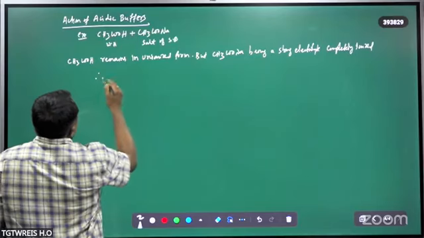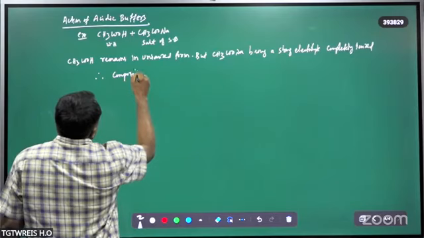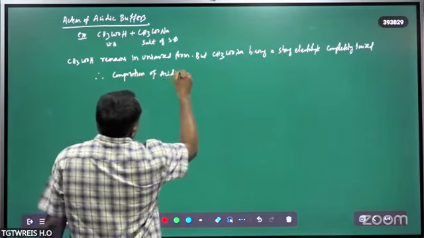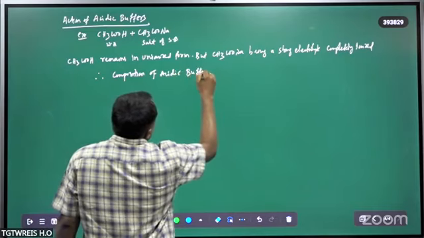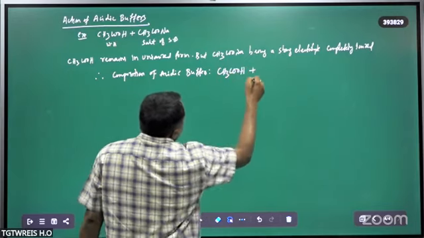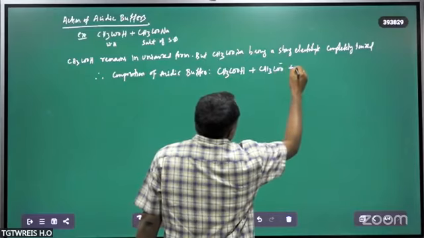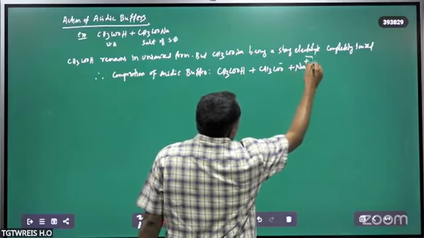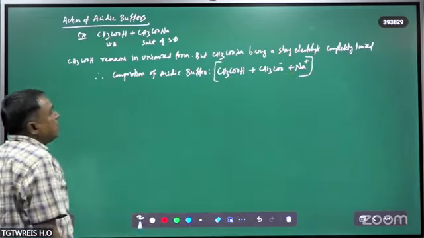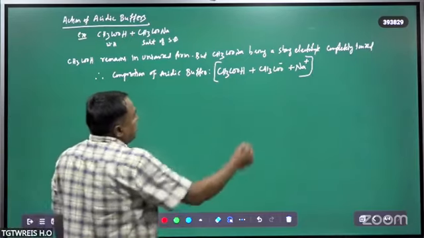Therefore, the composition of the acidic buffer will be CH3COOH, which is in unionized form, whereas CH3COONa is in completely ionized form. So CH3COOH is unionized, whereas CH3COONa is completely ionized.